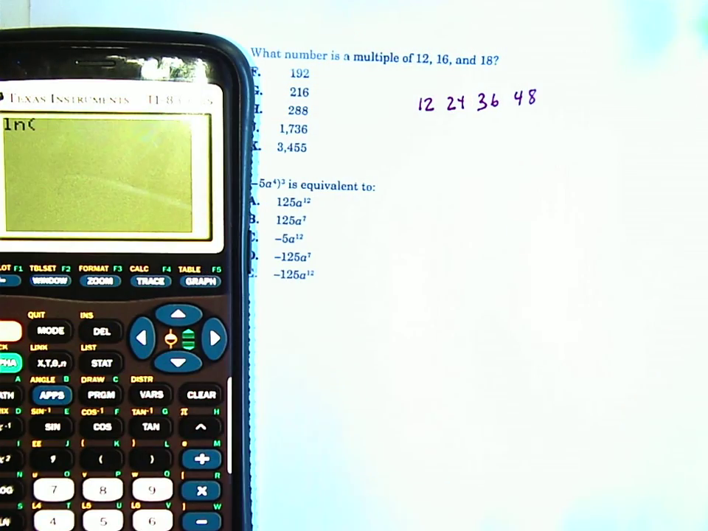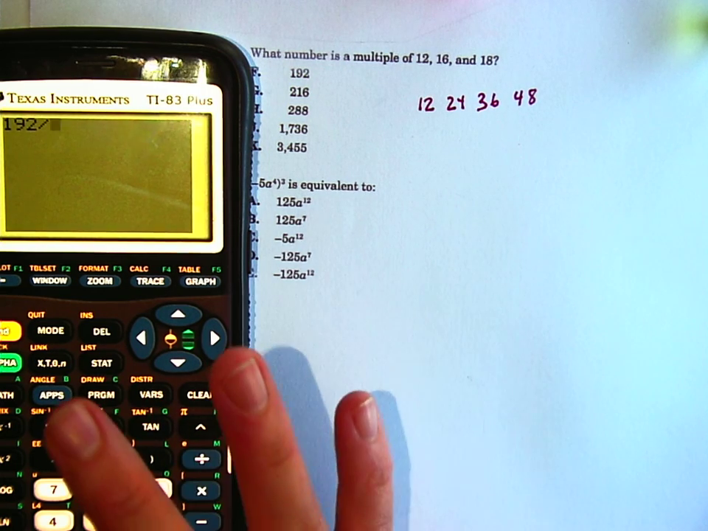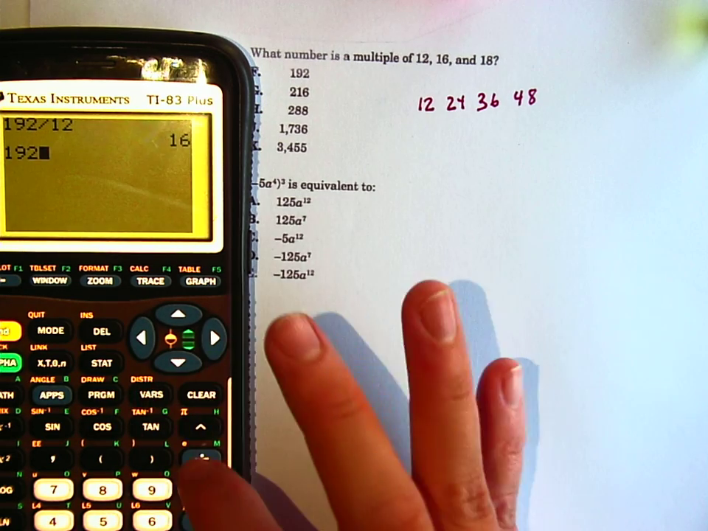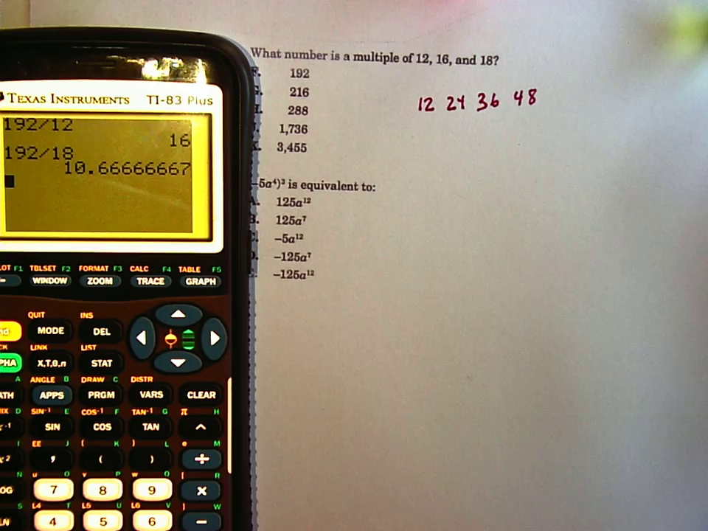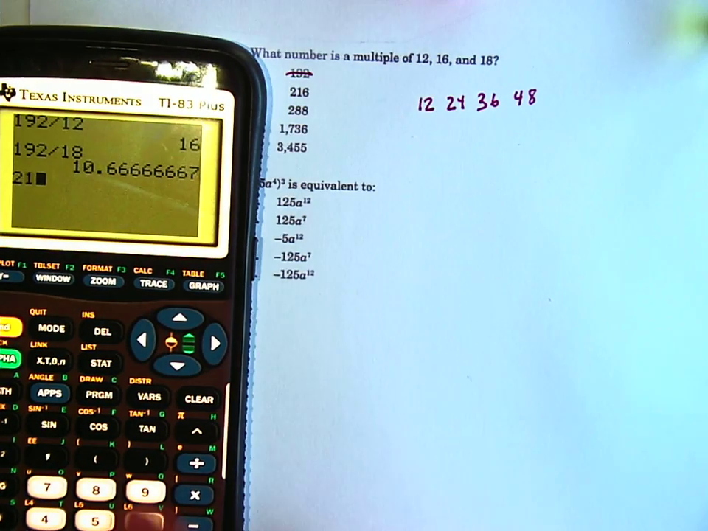I'm going to show you my process. Alright, so 192 divided by 12 makes 16. So I know 12 and 16 both go into that one. And then 192 divided by 18 doesn't work. Alright, well that one didn't work. Cross that one out.